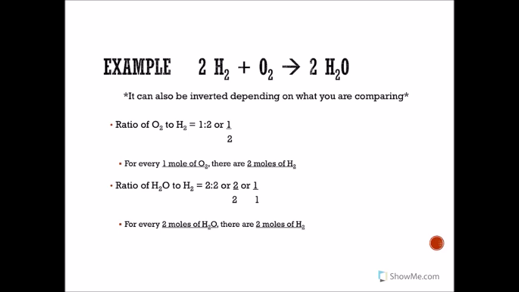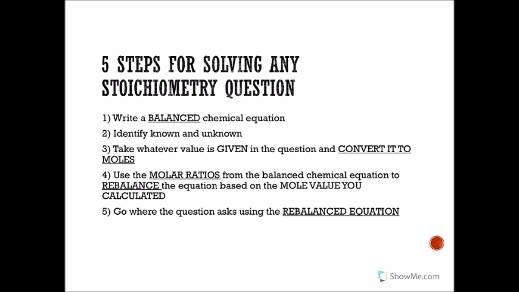So there, we're starting to see we can find some little conversion factors. It can also be inverted depending on what we're comparing, or we can go from oxygen to hydrogen, which our ratio for that would be 1 to 2, or 1 over 2. For every 1 mole of oxygen, there are 2 moles of hydrogen, and a ratio of water to hydrogen, which is 2 to 2, or 2 over 2, or 1 over 1. For every 2 moles of water, there are 2 moles of hydrogen.